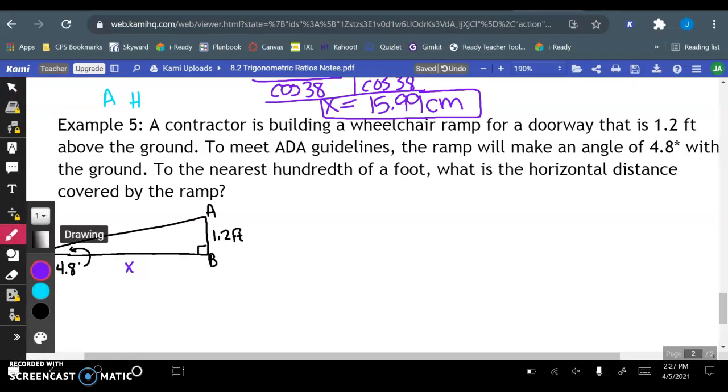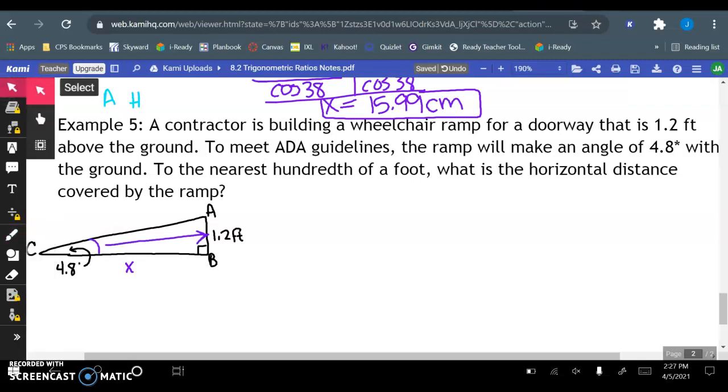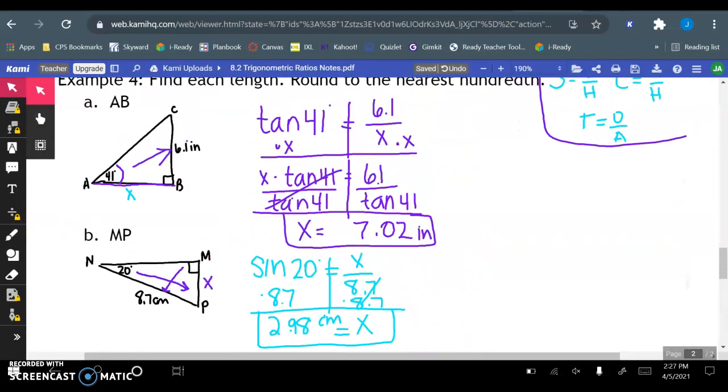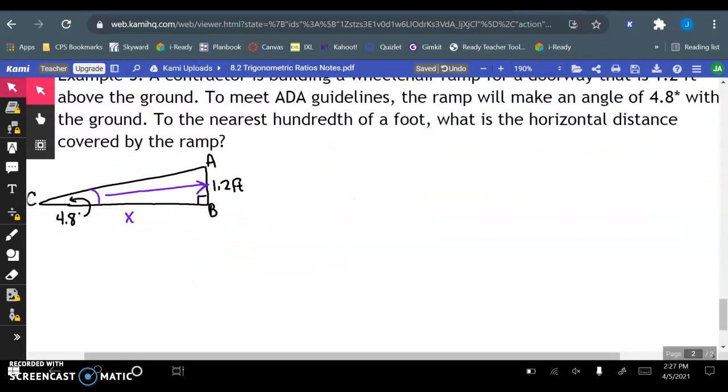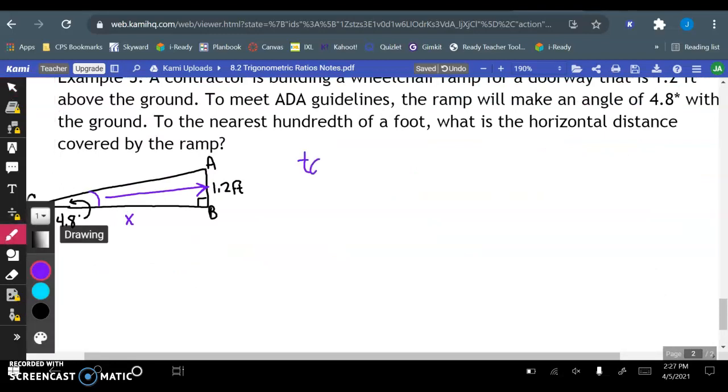So we know one angle, and that is 4.8. We know the opposite. And then the other thing that we're trying to figure out is the adjacent. So opposite and adjacent. If I scroll back up here, opposite and adjacent is tangent. So the tangent of 4.8 is the opposite divided by the adjacent.